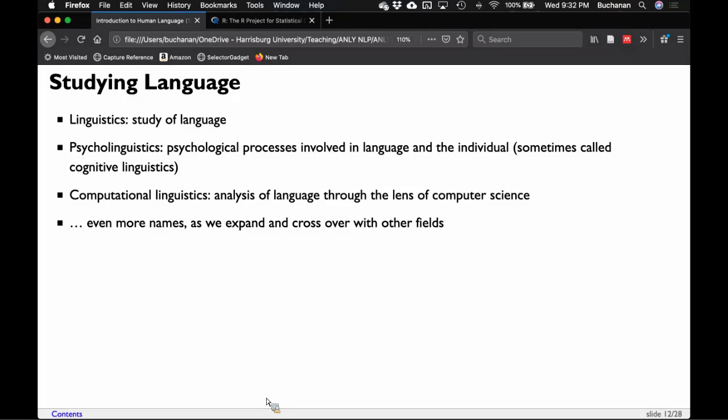What's another one? Natural language processing. So there are lots of names for these basic concepts. Anything we're going to call computational linguistics, meaning anything that we can compute with language. And that catches a lot of fields.